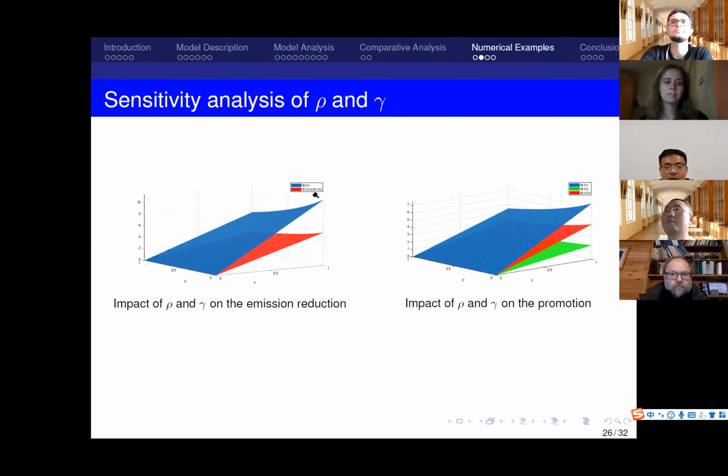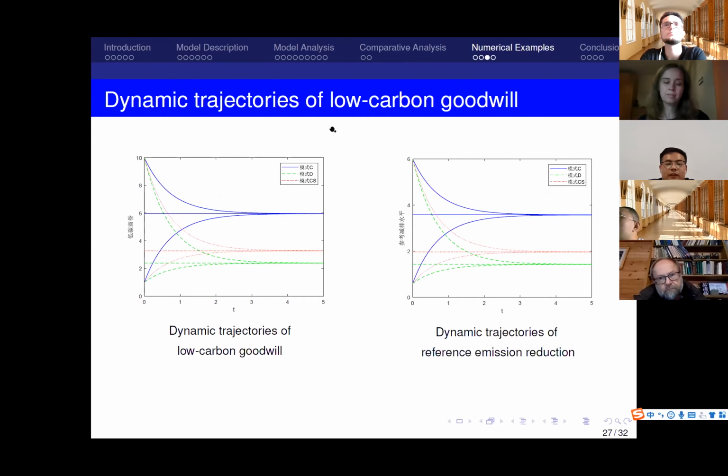In this picture, model CS and model D are equal. And for the promotion in the 3 models, it is like that. The model C is bigger than the CS, and the CS is bigger than the model D. It's the dynamic trajectories of carbon goodwill. The CS is the red. It's bigger than the model D.